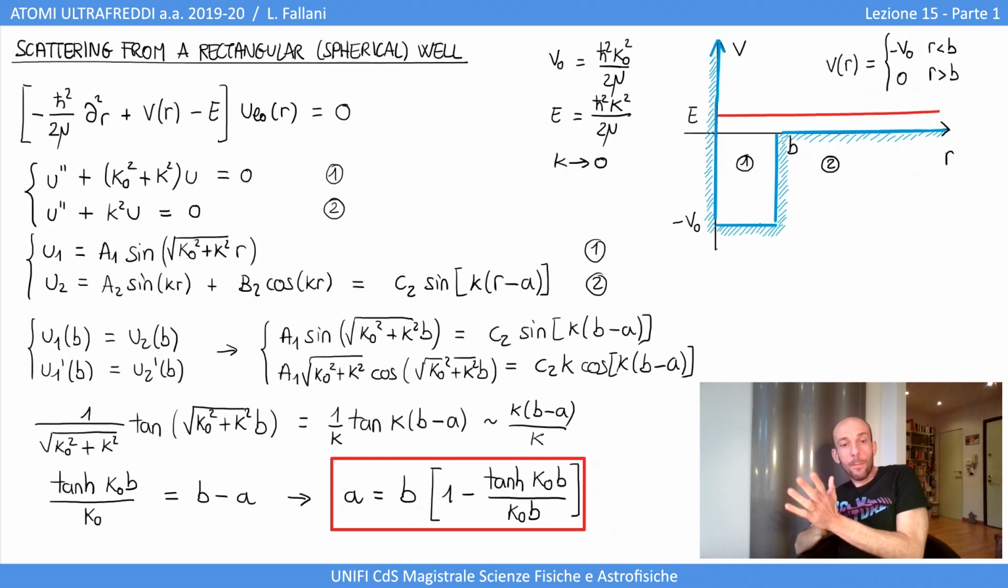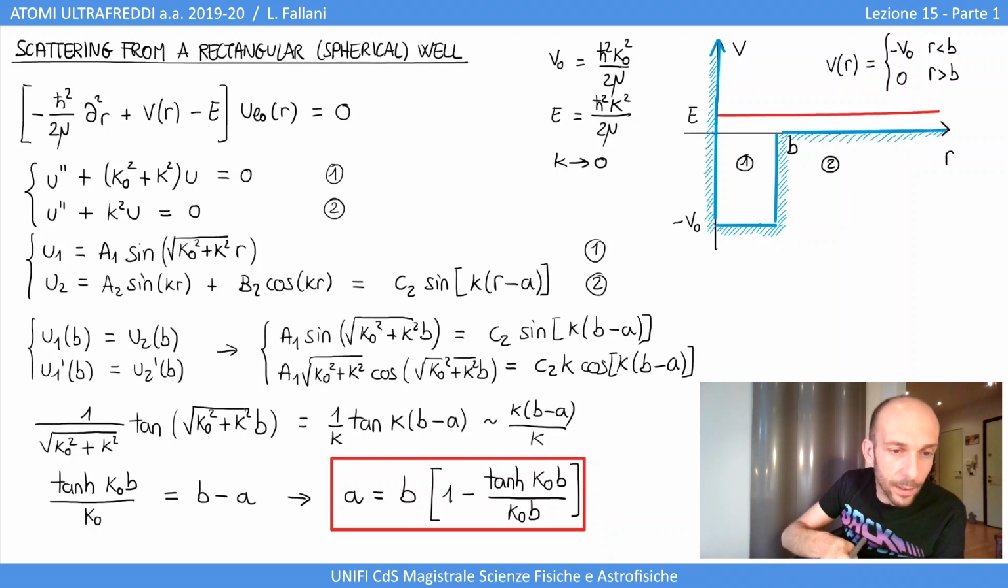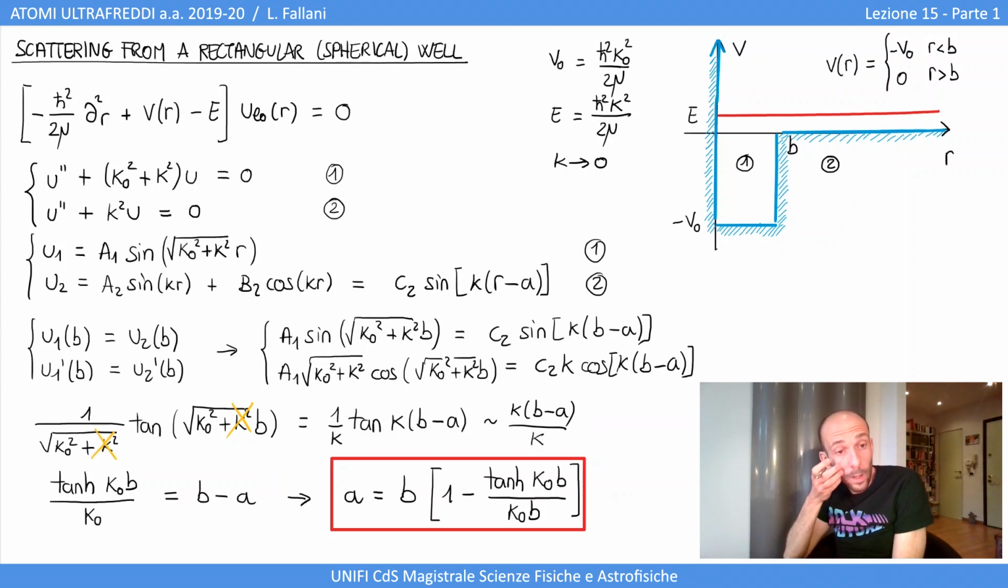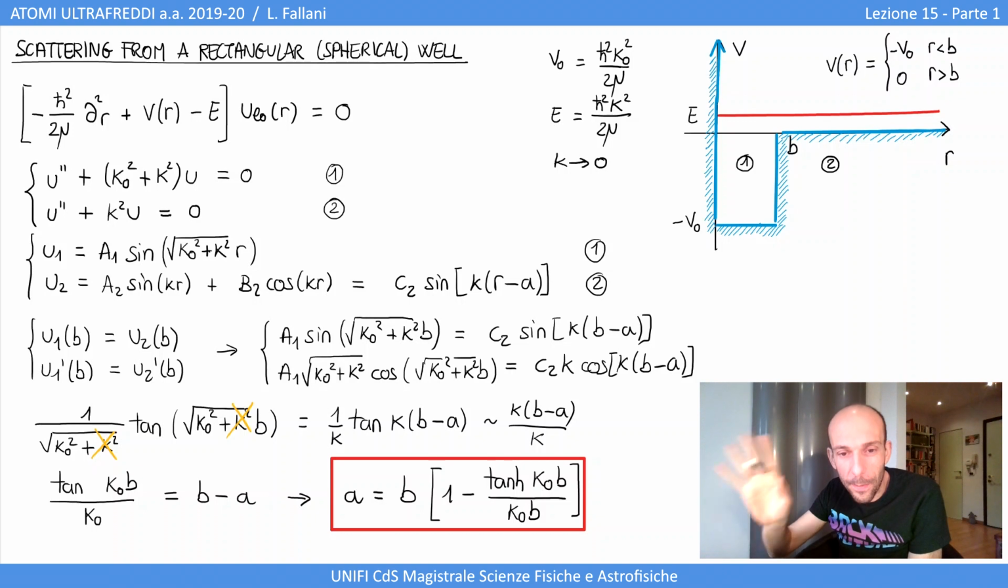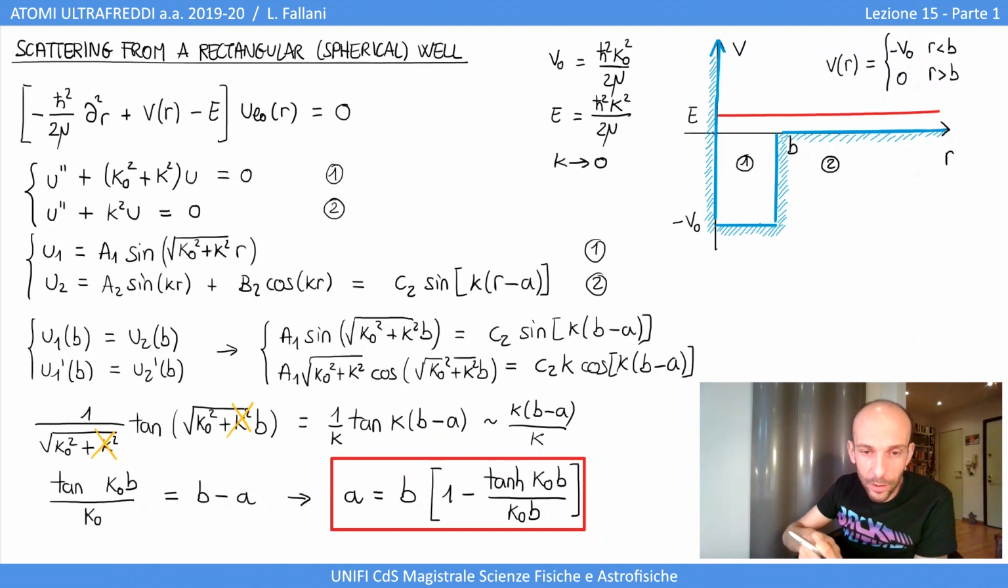Everything is the same on the right hand side, and so in the last passage I can now, as before, take the limit of k that goes to 0, so these two k's will be discarded, and so we have just the normal tangent of k0b. And so in the final solution, everything is the same except the hyperbolic tangent that becomes a simple tangent. That's all.